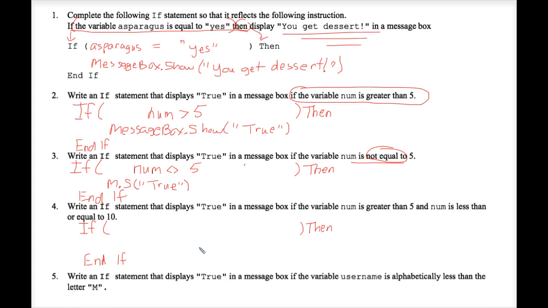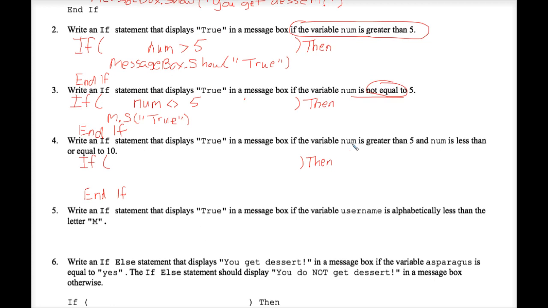Moving on now, number 4. It's getting a little more complicated. Well, the body of the if statement's the same, m dot s true. I'll just do that part first. Now let's think about the control expression, the part that's either overall true or false. Let's tear this apart. If the variable num is greater than 5, well, let's write that out.